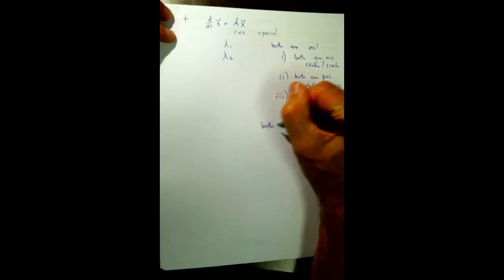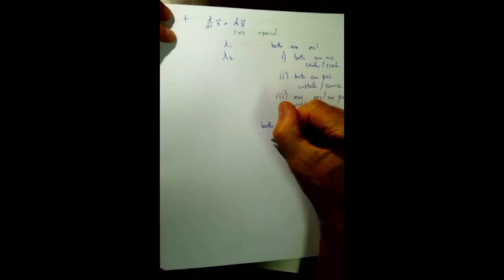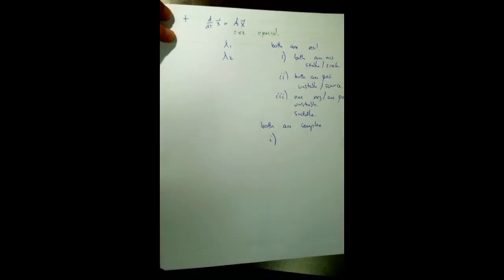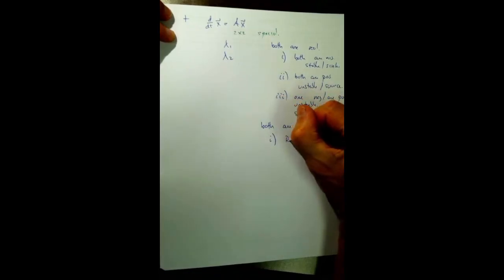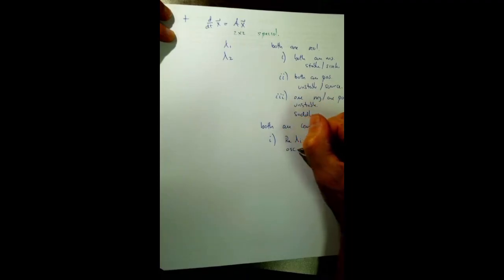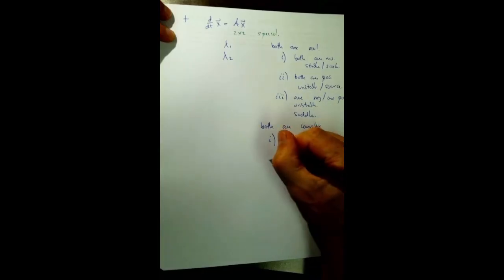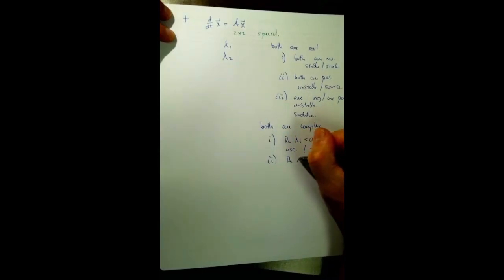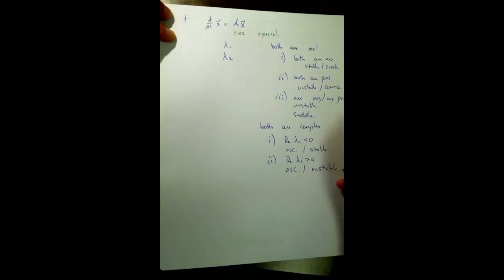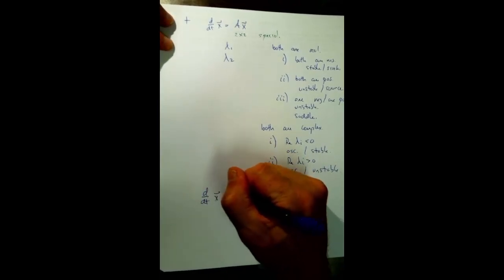If both are complex, and we know they're going to be complex conjugates of one another, we know two situations. If the real part is negative, we're going to have oscillations, and it's going to be decaying to zero, so it'll be stable. Otherwise, if the real part is positive, it's going to oscillate and be unstable.